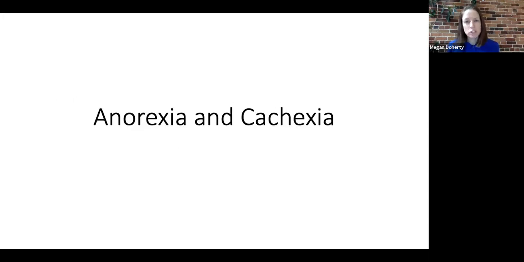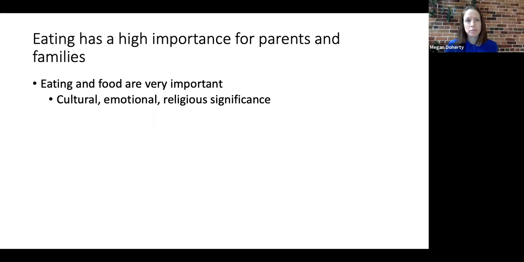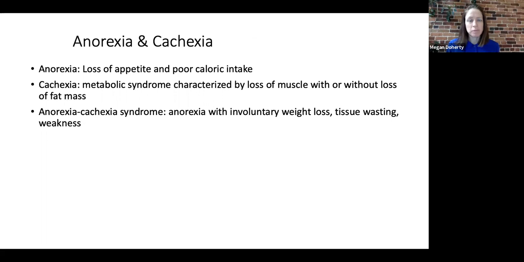Let's look first at anorexia and cachexia. We have to remember that eating has a high importance for parents and families and is very culturally, emotionally, and religiously significant for many people. This means that when a child stops eating, there can be a huge amount of distress for the family.